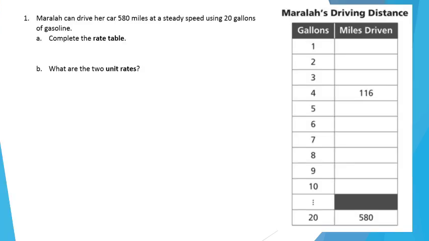Maralah can drive her car 580 miles at a steady speed using 20 gallons of gasoline. We're going to start by completing this rate table. So take a moment and see if you can fill in the values that are missing.